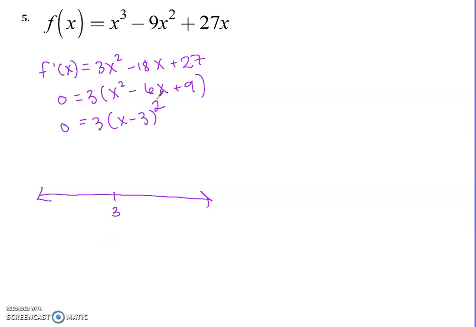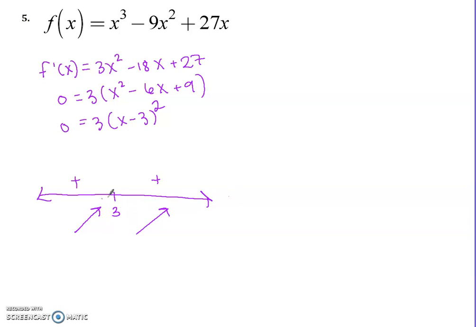Now, since this factor is squared, that means I'm not going to alternate at the 3. So I'm going to look at my leading coefficient. It's positive. Then on the other side, since it's squared, it's going to stay positive. So if your factor is squared, it doesn't alternate as you go from one side of the number to the other. So that means this function is just increasing the entire time.